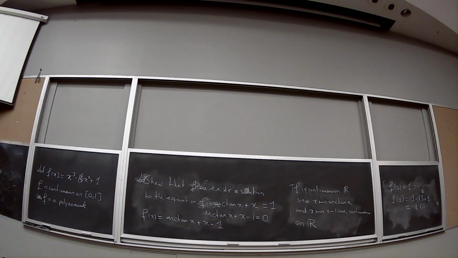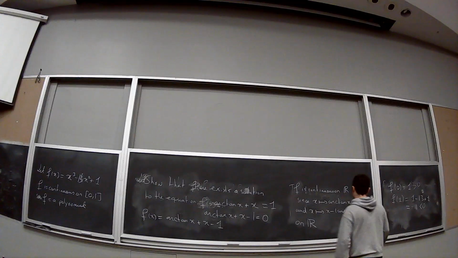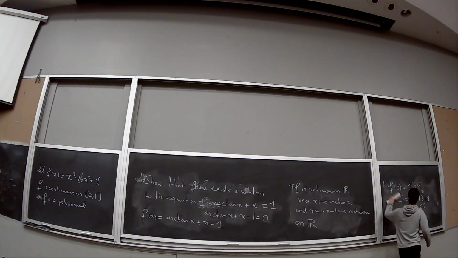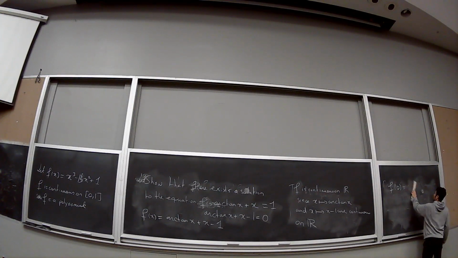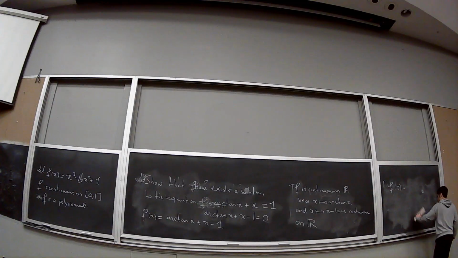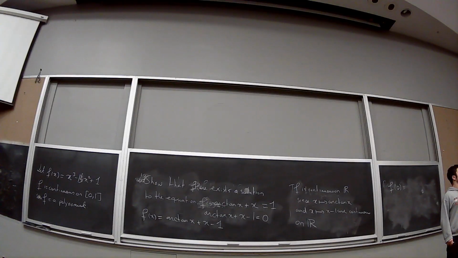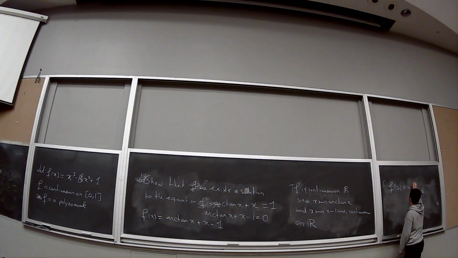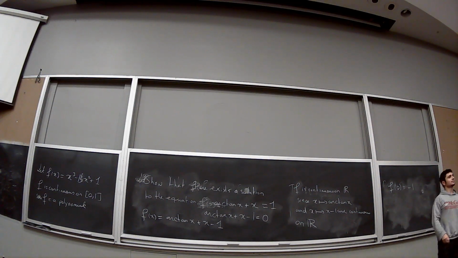Yeah, 0. What is f of 0? Arctan of 0 plus 0 minus 1, what is that? Minus 1, right? What is arctan of 0? 0, right? F of 0 is minus 1. What's another number? 1. What's f of 1?